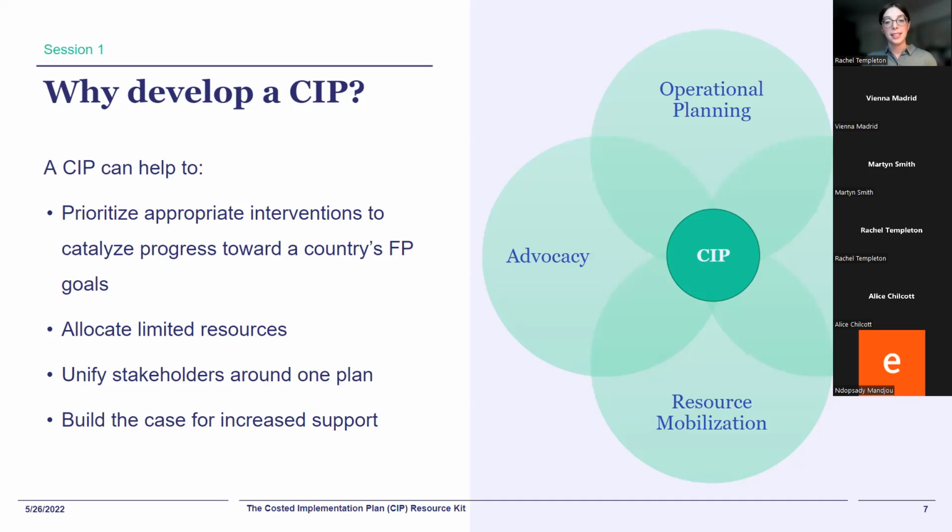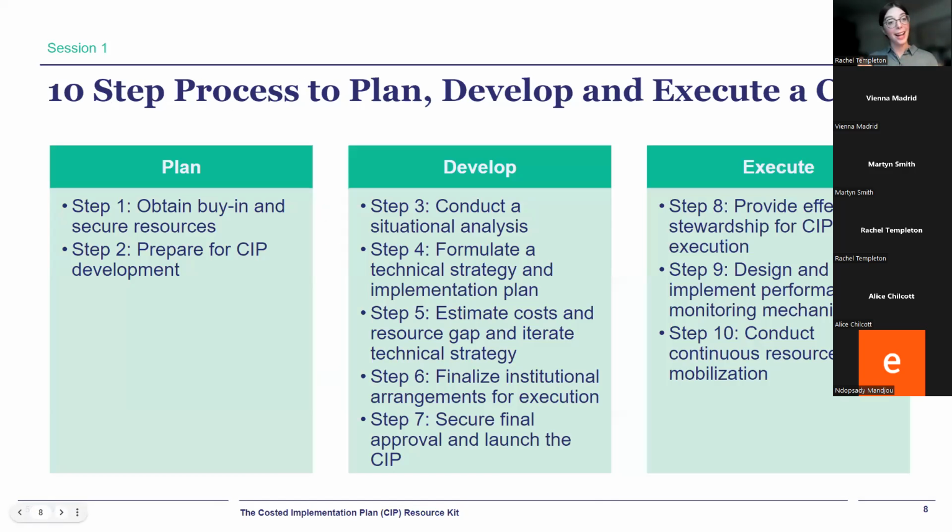So if you want to switch to the next slide, we'll now talk about the how. So we've talked about the what, the why, and now the how. Specifically, how do you plan, develop, and execute a CIP? So there is a 10-step process that has been documented and revised and evolved over the past 10 years, and that has been based on experience, lessons learned, and best practices.